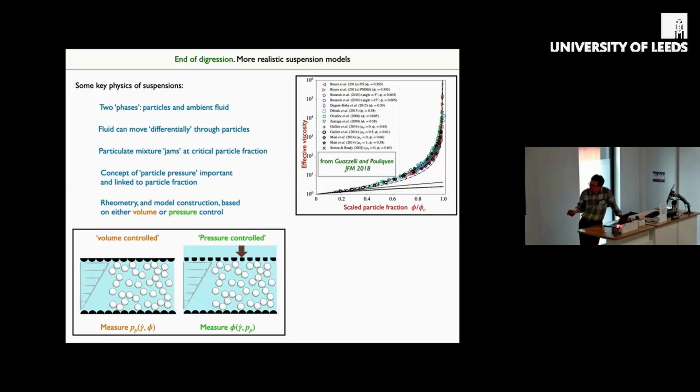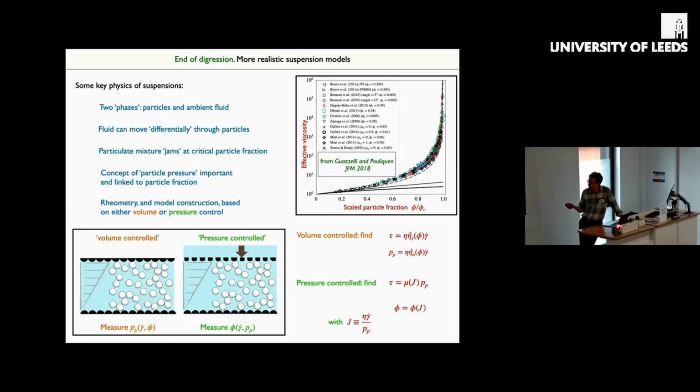So in this left-hand case, you're essentially controlling phi, this particle fraction. The volume is controlled, and you don't know what the pressure you're going to measure is. On the right-hand case, you're essentially imposing the pressure, and you don't know what the phi is. You measure the corresponding change in volume of this thing. The way you present a model for these two things is somewhat different, but they actually boil down to the same thing.